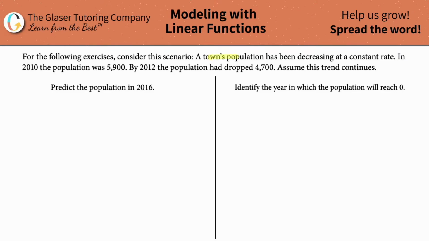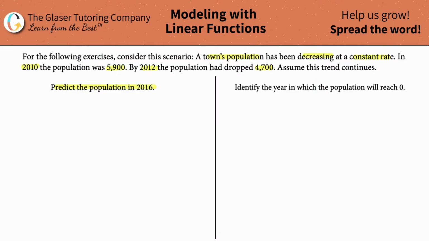Imagine a town's population has been decreasing at a constant rate. In 2010, the population was 5,900, and by 2012, the population had dropped to 4,700. And assume this trend continues. Predict the population in 2016.